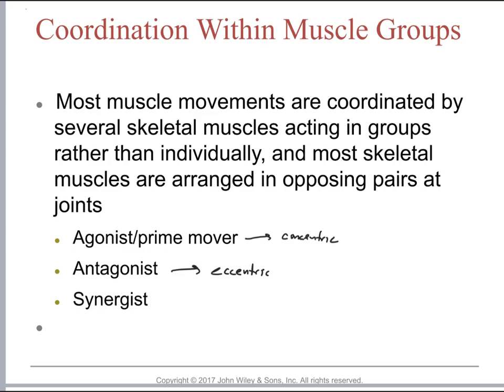The next word we look at is synergists. What synergists do is synergistic muscles work together to get a specific action. So for example, for flexion of the forearm, the biceps brachii and the brachialis are synergists. They are working together, so more than one muscle, to give you one common action.